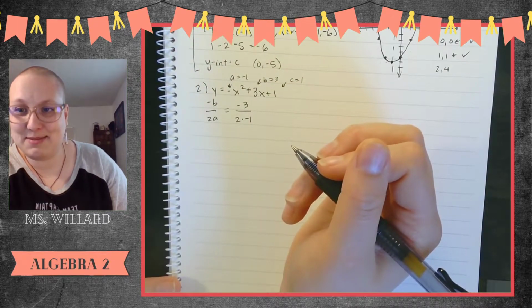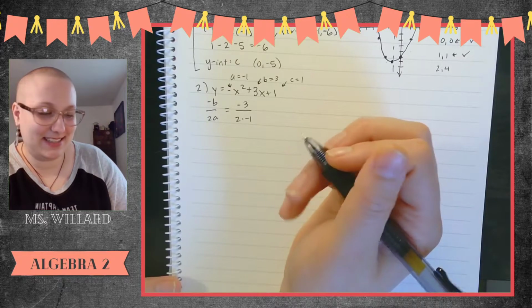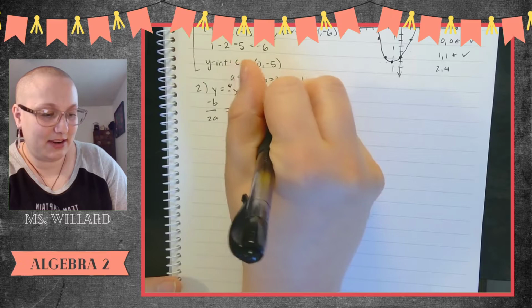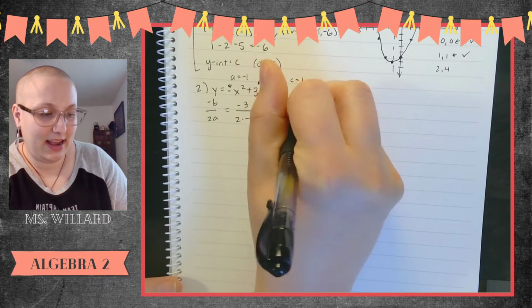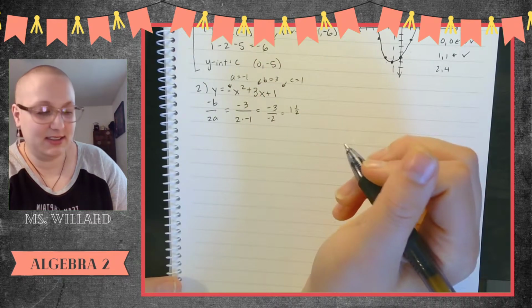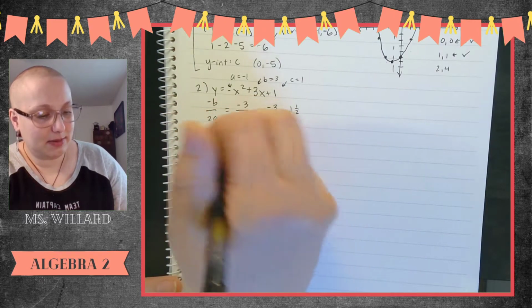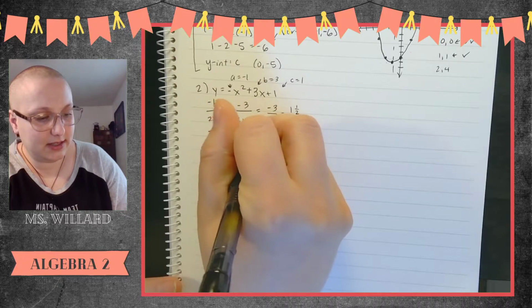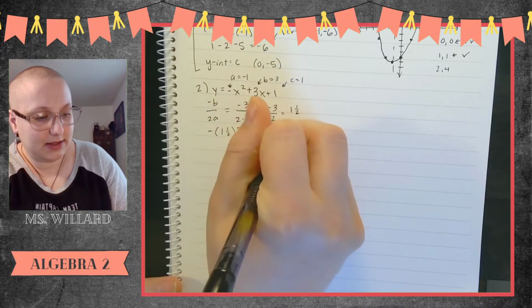This is going to be not a nice number, but that's okay. We're going to stick through it anyways because I chose to do this problem. So that's negative 3 over negative 2, which is 1.5. Then I find my vertex by plugging that in. Negative 1.5 squared plus 3 times 1.5 plus 1.